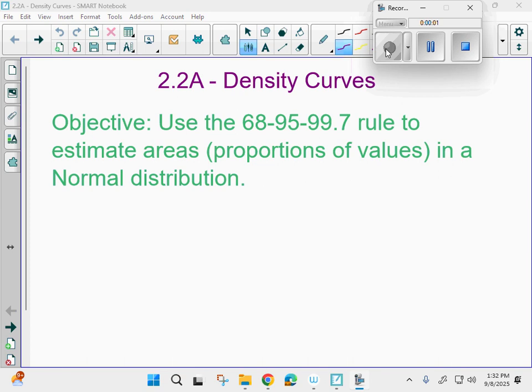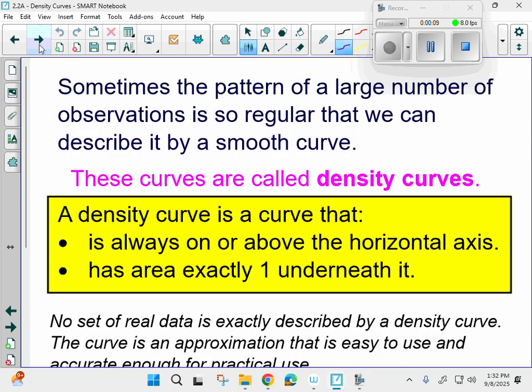All right, you guys, we're going to talk about density curves and the normal distribution. Sometimes the pattern of a large number of observations is so regular we can describe it by a smooth curve.